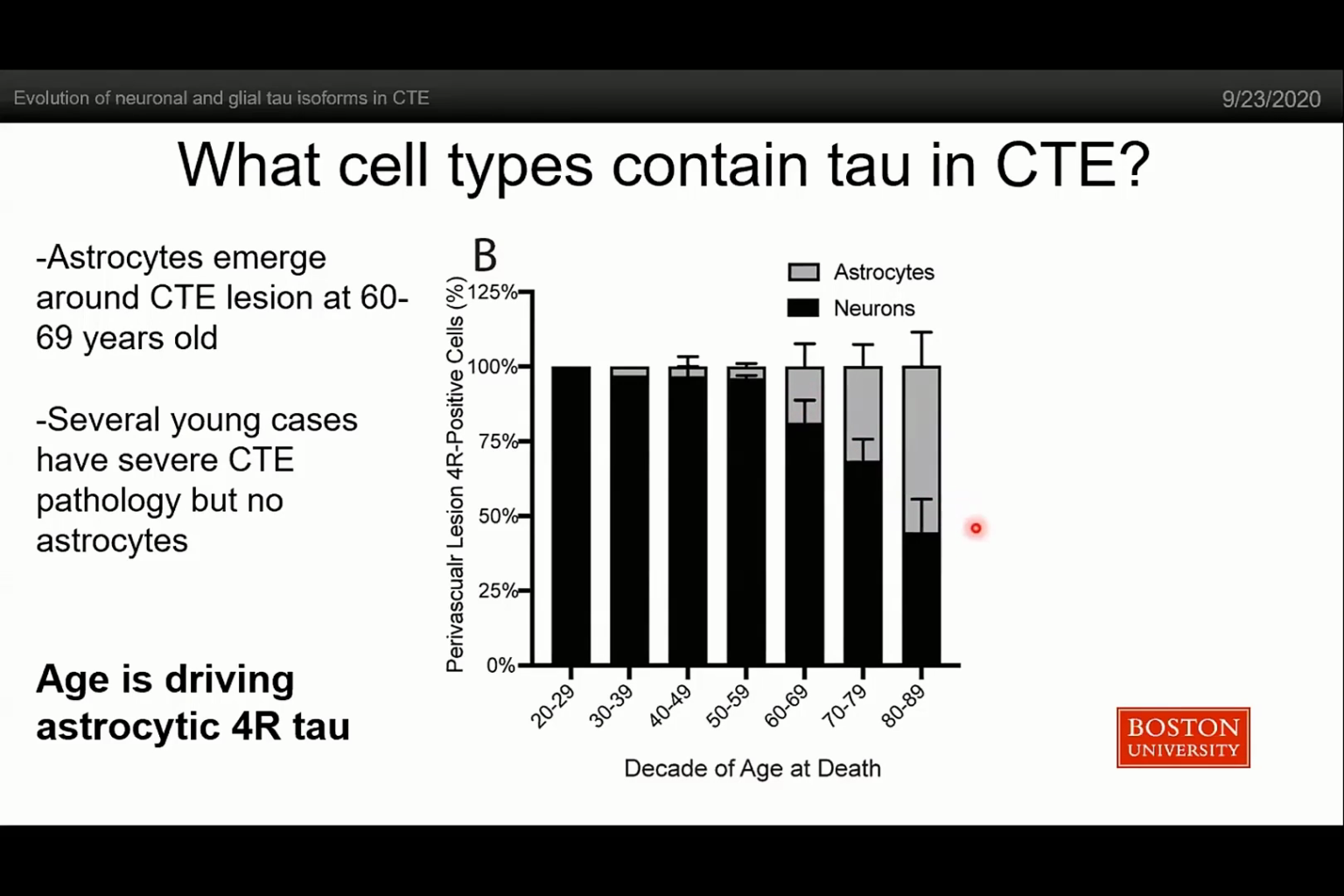and it only increases from there. Now, this isn't due to some cases just having more tau than others. What you typically see is that there's several cases in this young age range that have very severe tau pathology, but it's all neuronal. You only will see astrocytic tau in later stages of disease. So we find that age is really driving astrocytic 4R tau.